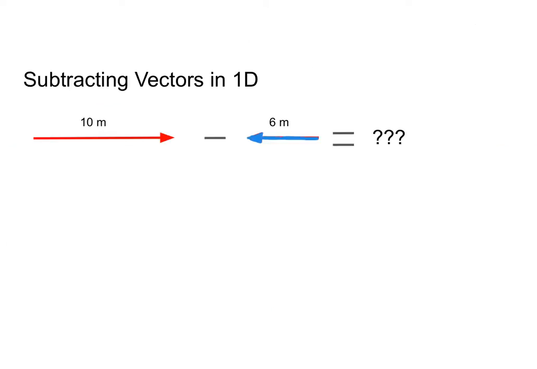So just like I can add vectors in one dimension, I can also subtract them. So for example, if I have 10 meters to the right minus 6 meters to the left, I have two different ways that I can solve this problem. This subtraction sign means in vector addition to flip the direction. So if I want to add these graphically by drawing a picture, what I'm going to do is I'm going to start with my 10 meters to the right, and I'm just going to go ahead and draw that vector.